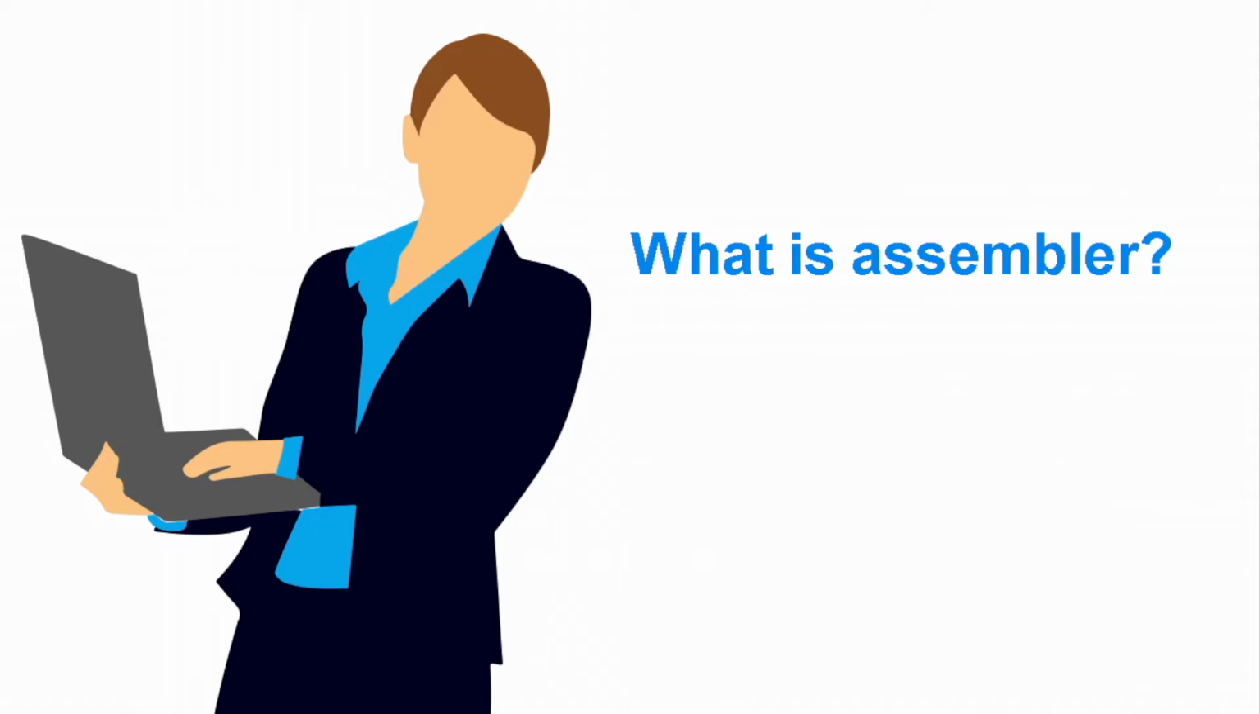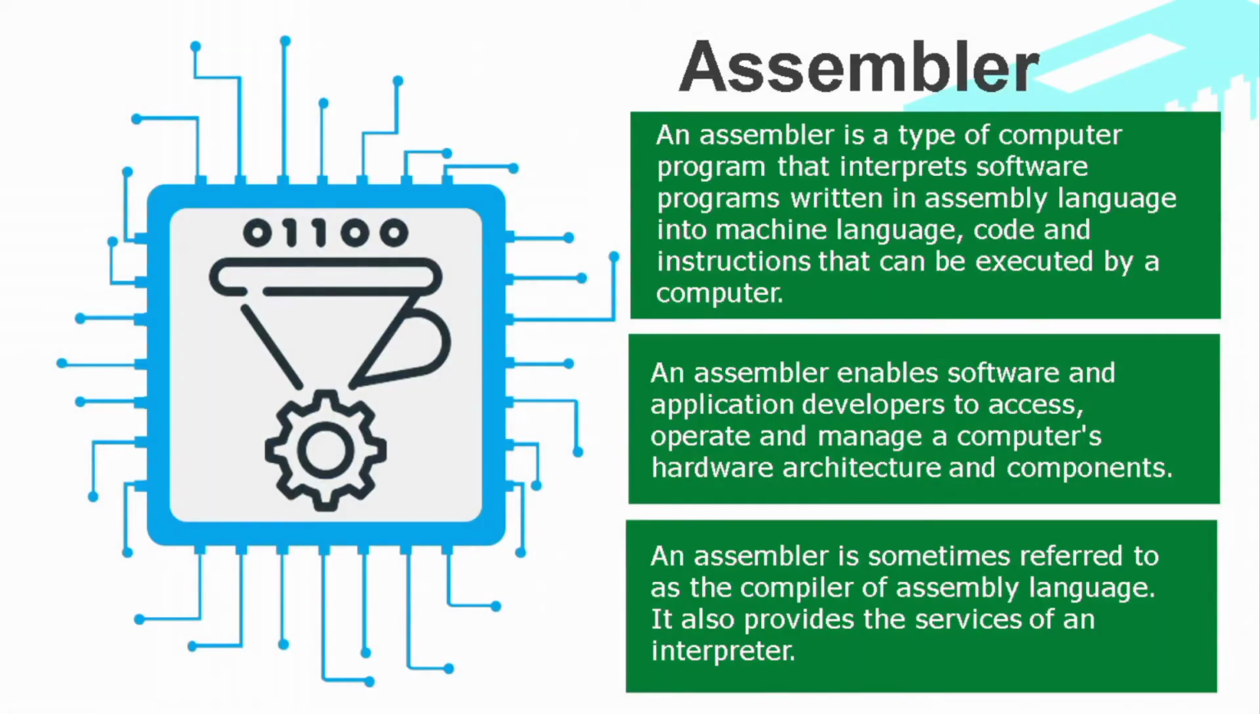Now, what is an assembler? An assembler is a type of computer program that translates software programs written in assembly language into machine language code and instructions that can be executed by a computer. An assembler enables software and application developers to access, operate, and manage a computer's hardware, architecture, and components. An assembler is sometimes referred to as the compiler of assembly language, and it also provides the services of an interpreter.